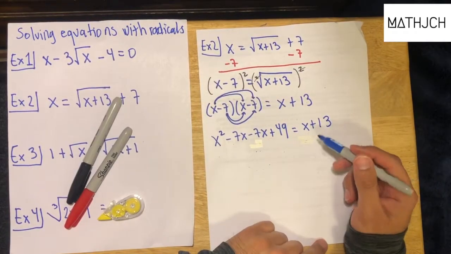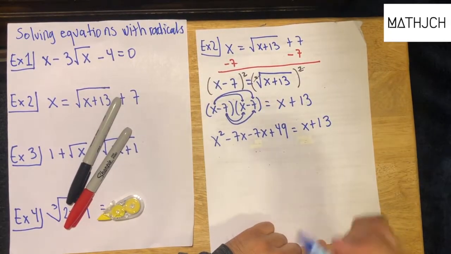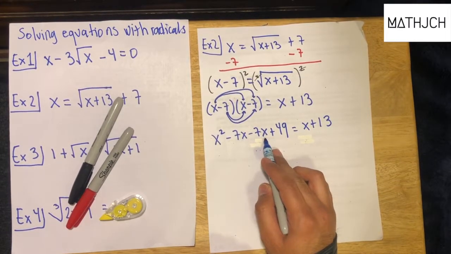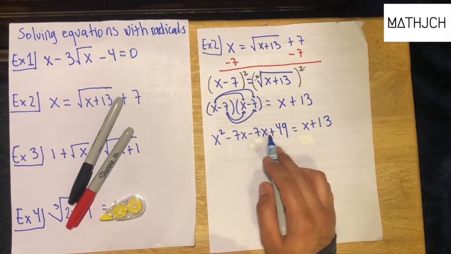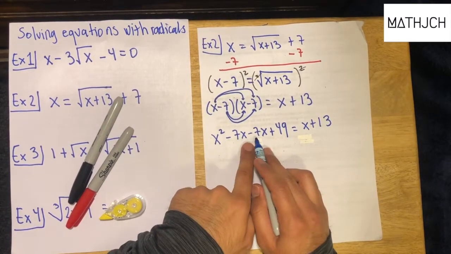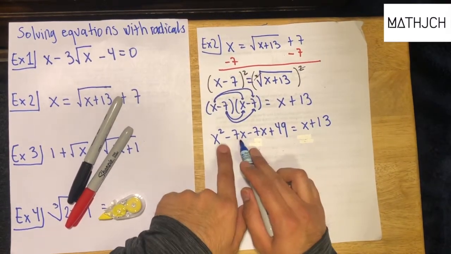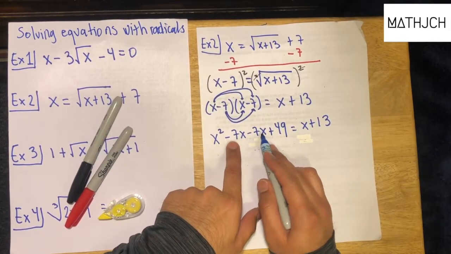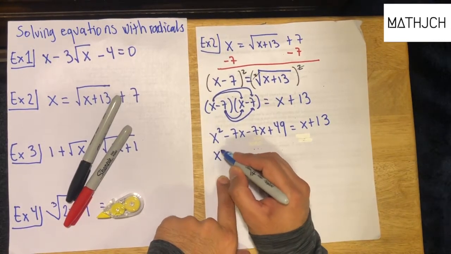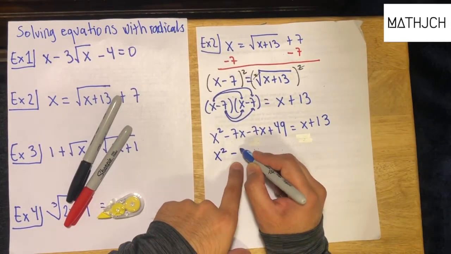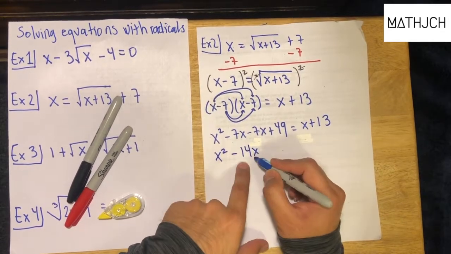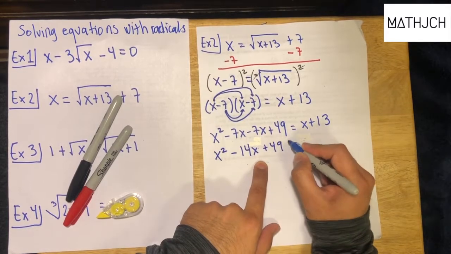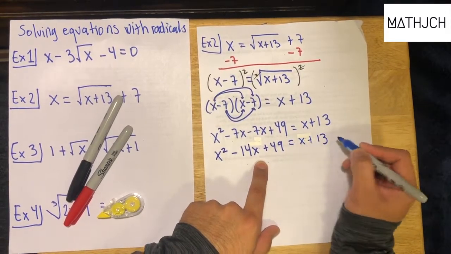The next step is to combine like terms if possible. Notice that on our left side we have this term with x and this term with x, so they are like terms and we have to combine them. We have negative 7x minus 7x. Both are negative, so let's add them and keep the negative sign. So we have x squared minus 14x, because 7 plus 7 is 14 and both are negative, plus 49 equals x plus 13.